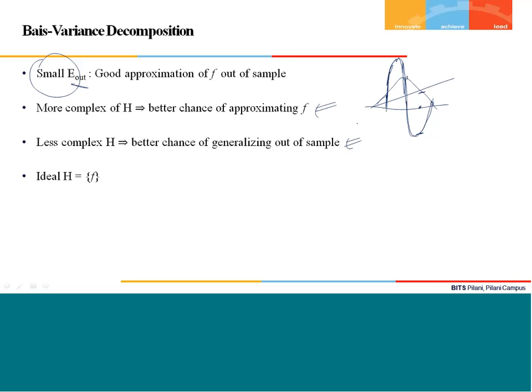But bad generalization is when you get a very small error on the training data and a very large error on the test data.